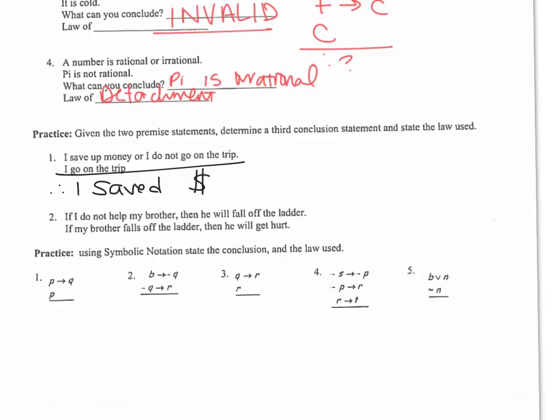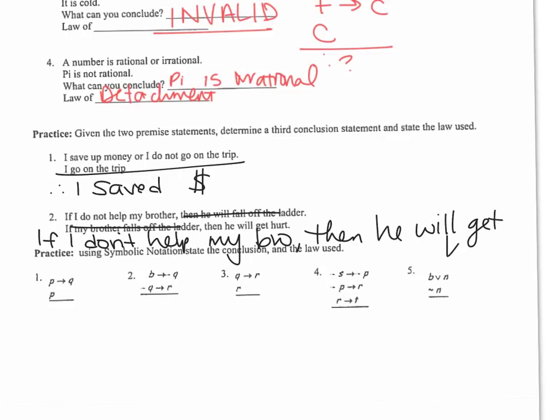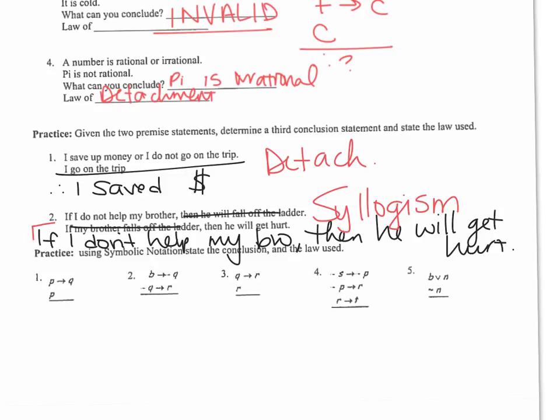Okay, look at the next one. If I don't help my brother, then he'll fall off the ladder. If my brother falls off the ladder, then he will get hurt. Middleman crosses out. I would write everything that's left. If I don't help my brother, then he will get hurt. So if I go back and I talk about the laws, the first one is detachment, because there's one if-then sentence. Number 2, syllogism, because 2 or more if-then sentences. Notice my conclusion is an if-then sentence. That's how it's supposed to be.